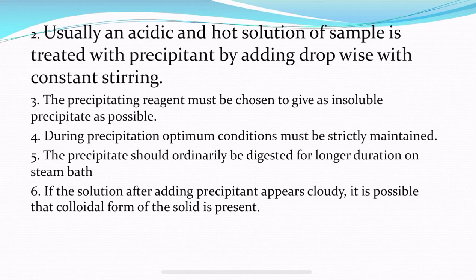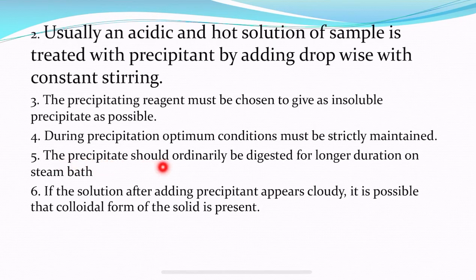And the next is the precipitating reagent should be chosen to give as insoluble a precipitate as possible. Okay. So, we should use a precipitating reagent very wisely. That means, the reagent that we are going to use as a precipitating reagent should give an insoluble precipitate as possible, means once the precipitate is formed, it should not become soluble or disappear when it comes in contact with more water or solution. Okay. That means, the precipitate has to be permanent, it should not dissolve, it should not get soluble. So, that is the meaning of this sentence.